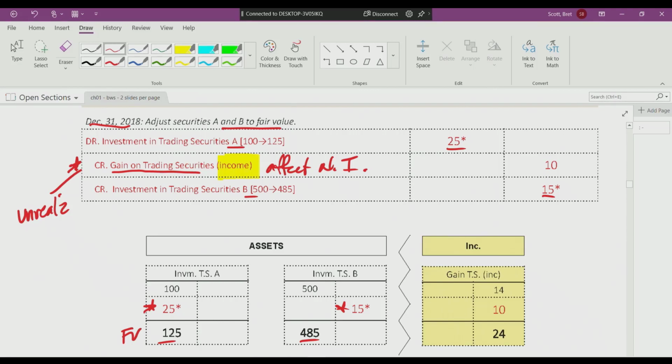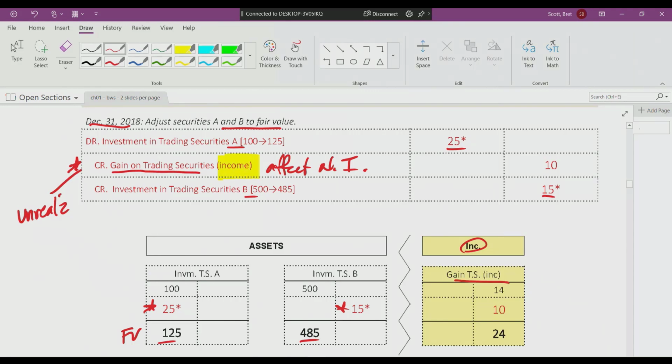Why do I show it in net income? The FASB says if it's a trading security, you're likely going to turn around and sell this thing pretty quickly. That's the whole purpose of investing in trading securities. You're just in it for the short term. So if there's any unrealized gains or losses on trading securities, pop it into the income statement where it affects net income. Fair enough. Down below, I'm going to record gain on trading security, 10.